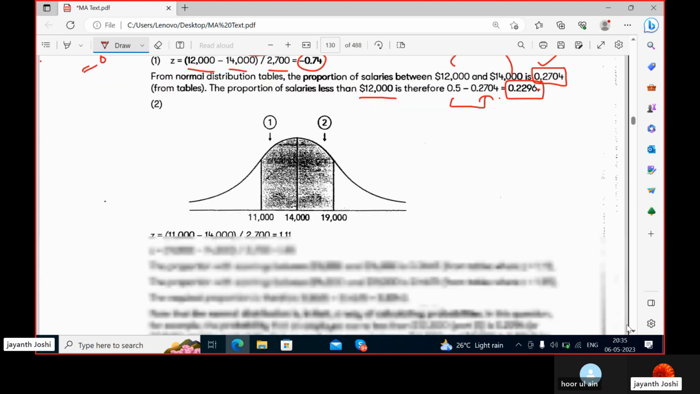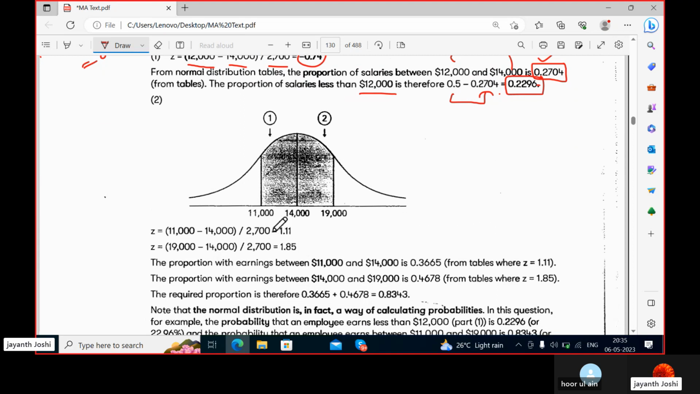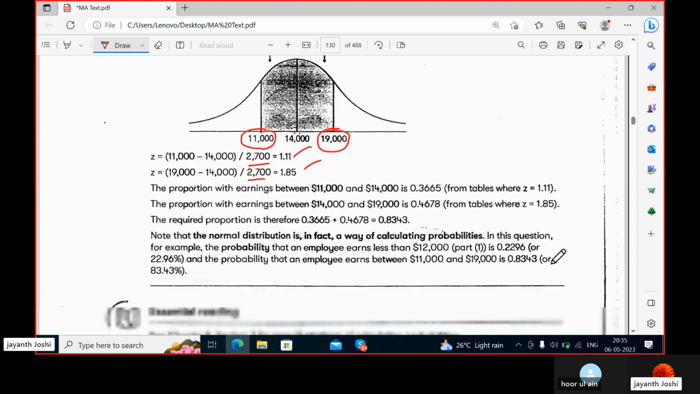Now we'll find the Z score again. 11,000 is here, the average is this, 19,000 is here, the average is still 14,000, and this is our standard deviation. We'll get this, 2, as the Z score. When we see the table for 1.11 and 1.85, we'll get 0.3665 and 0.4678.